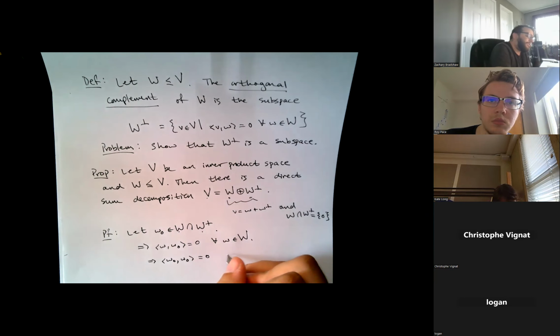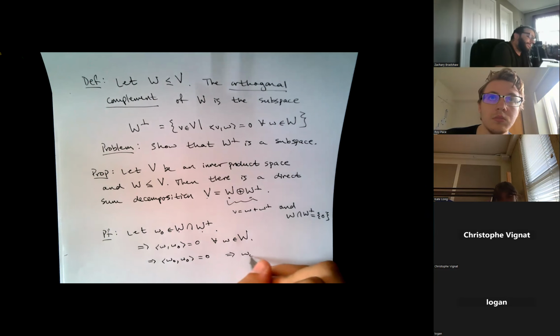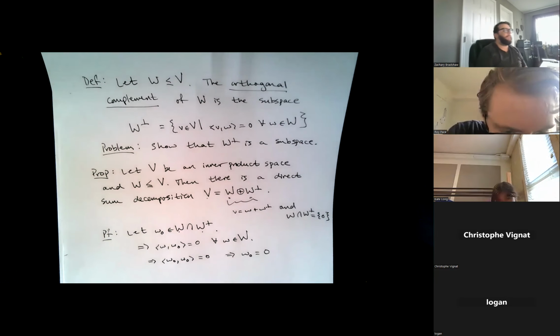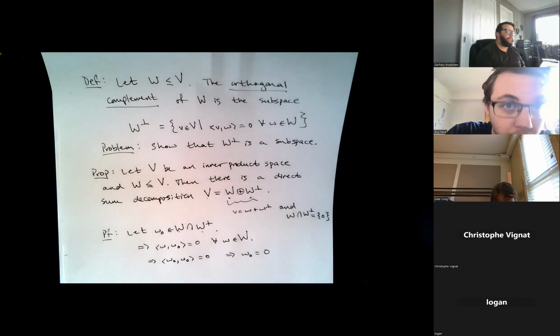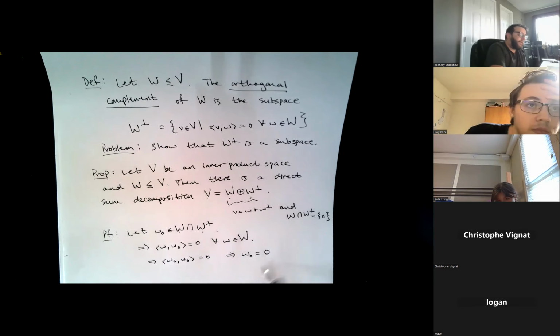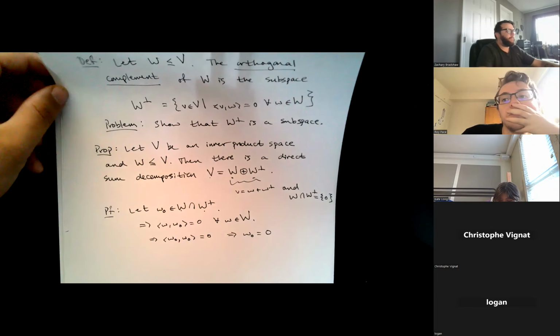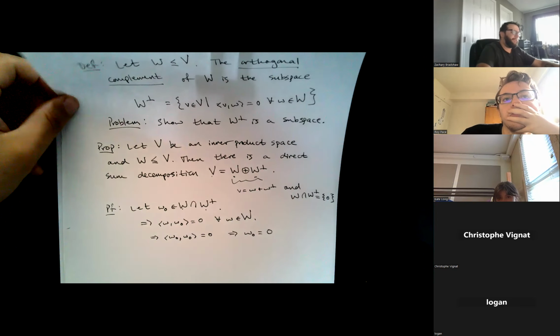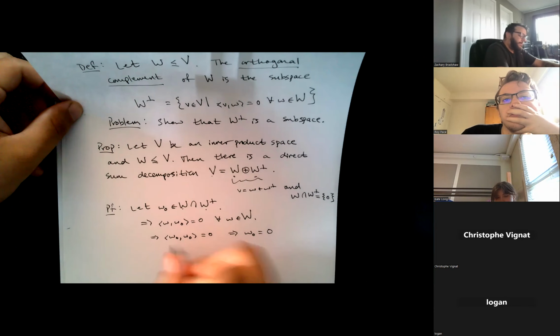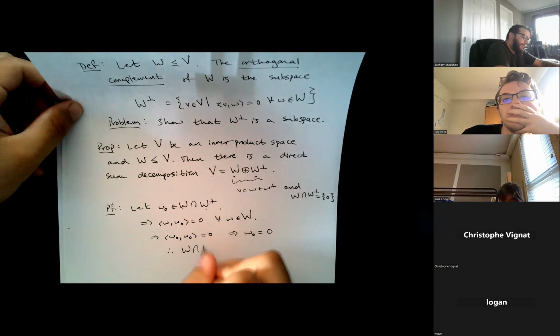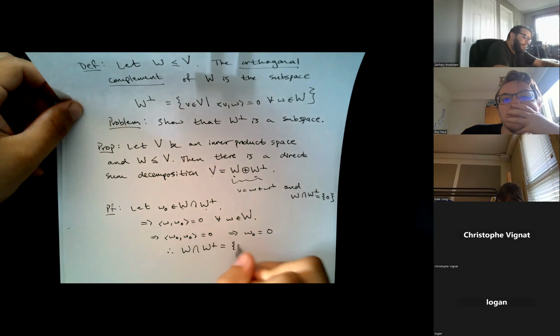But by the definition of an inner product, this only happens when w0 itself is equal to 0. And that shows that the intersection is just the 0 element. The only thing that can exist in there is 0. So therefore, W intersect W perp is nothing but 0.